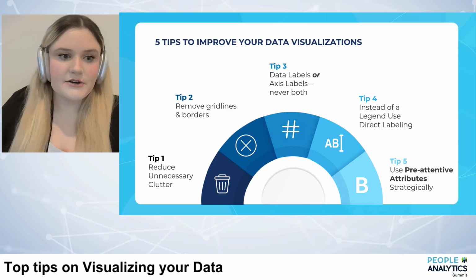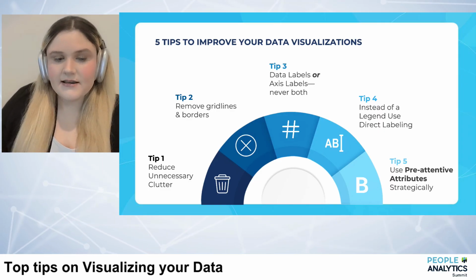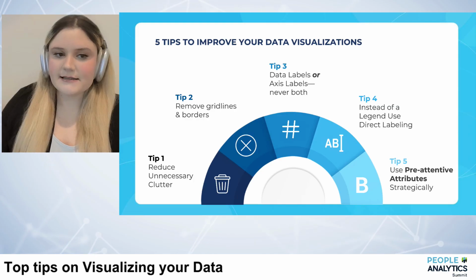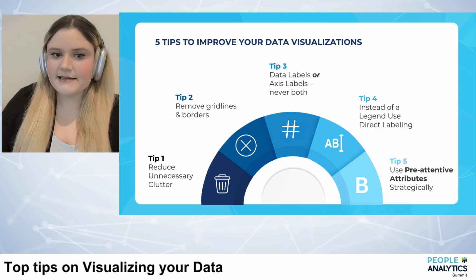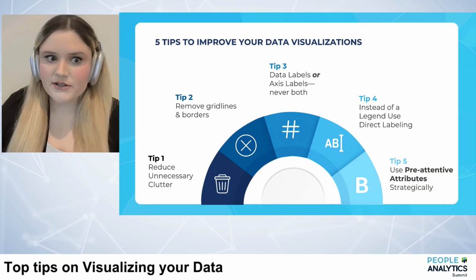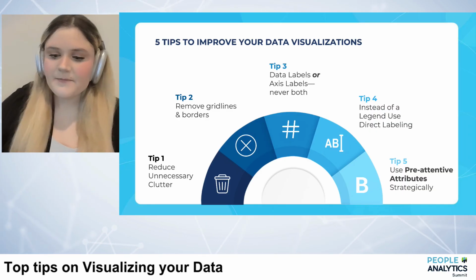But getting started, so tip 1 is reduce unnecessary clutter. Tip 2, remove grid lines and borders. Tip 3, data labels or axis labels, never both. Tip 4, instead of a legend, use direct labeling. And tip 5, use creative attributes strategically. So we'll go into each of these using the same line chart so that you can really get an idea of what each of these means.